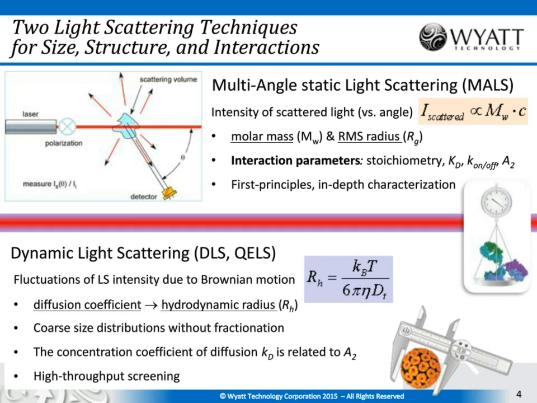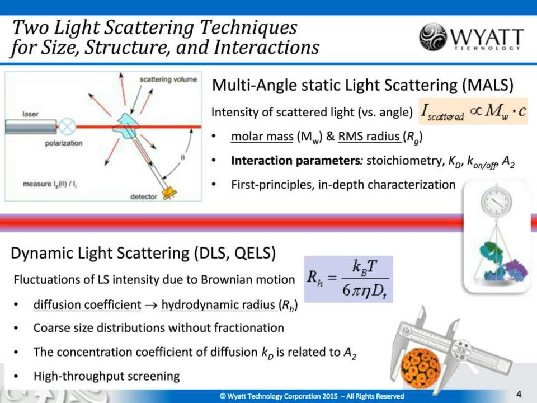The rate of intensity fluctuation is closely related to the rate of diffusion due to Brownian motion, and therefore dynamic light scattering from first principles determines the diffusion coefficient, the translational diffusion coefficient of the molecules or the nanoparticles. And through the Stokes-Einstein relationship, which I've cited here, that can be converted to a different measure of size known as the hydrodynamic radius. The hydrodynamic radius you can think of as being the envelope radius of that particle. So it's a slightly different measure of size than the RMS radius, or the radius of gyration.